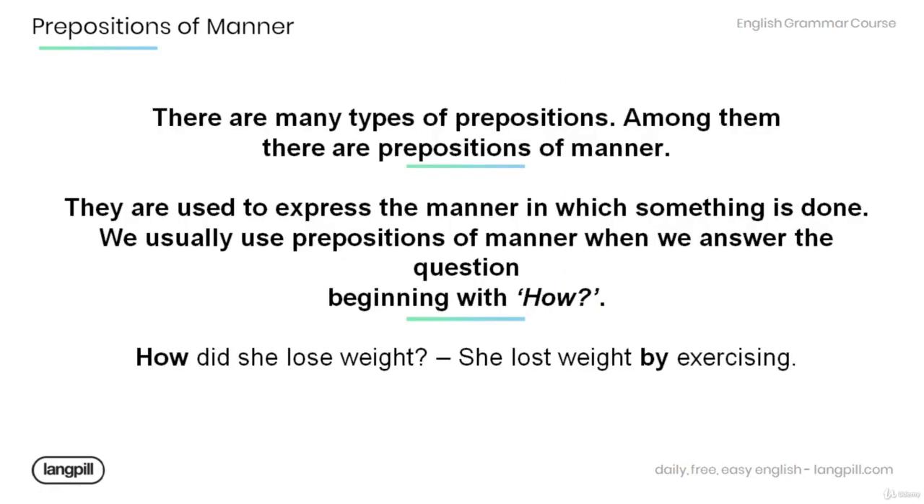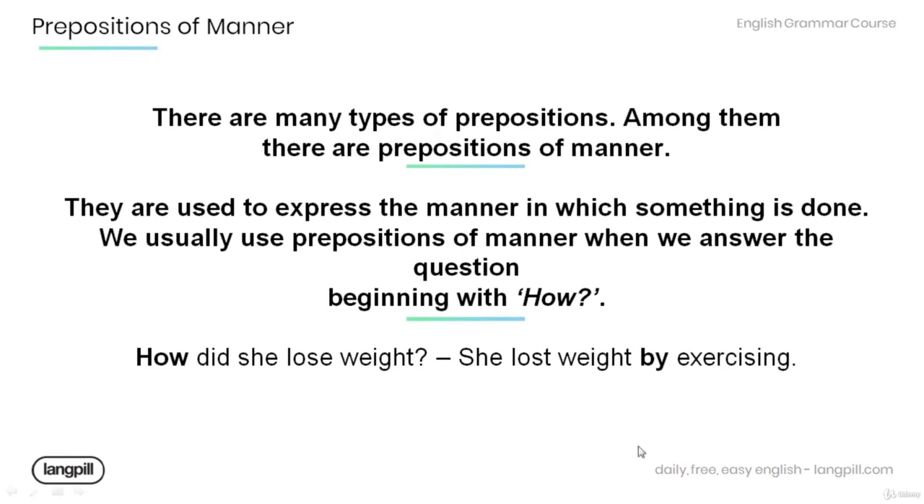Now, there are many types of prepositions. Among them are prepositions of manner. Now, they are used to express the manner in which something is done. We usually use prepositions of manner when we answer a question beginning with how.